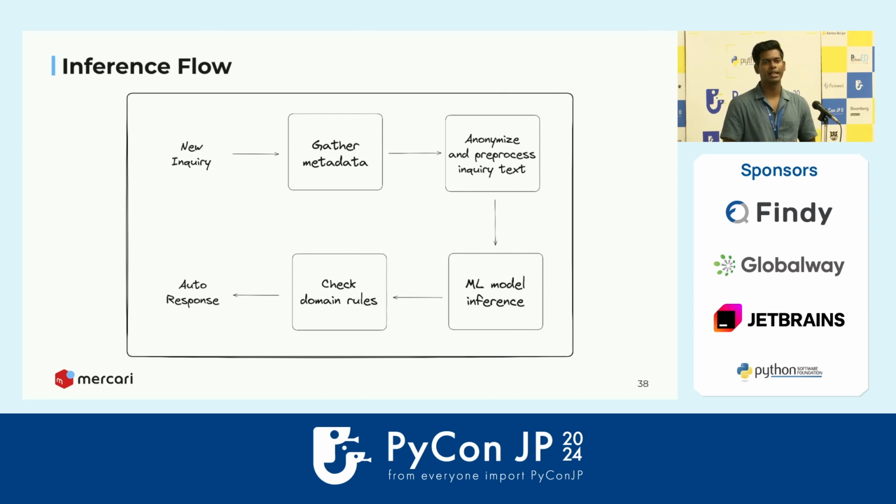After that, you anonymize your inquiry text to remove all the personally identifiable information, and then you do pre-processing on the text. After that, you send the metadata as well as the inquiry to your machine learning model. Then the machine learning model makes some predictions, and it compares against the threshold that you have already calculated. If the prediction is more than the threshold, then your ML model will suggest, OK, you should send this template as an automatic response. Then for that particular template, we again check all the domain rules that we have created. And if all the domain rules are satisfied, then we finally send that response back to the customer.